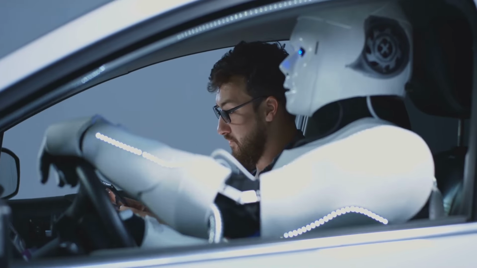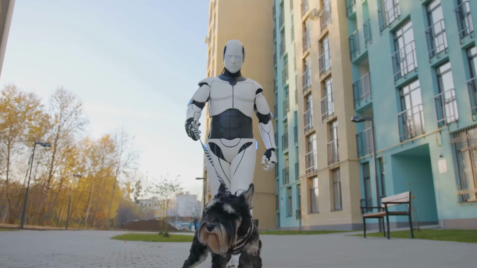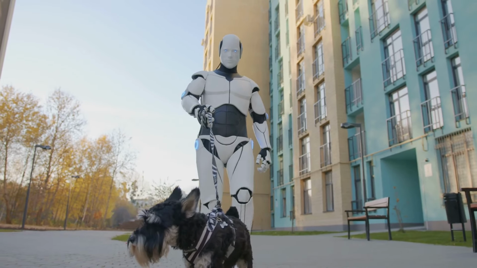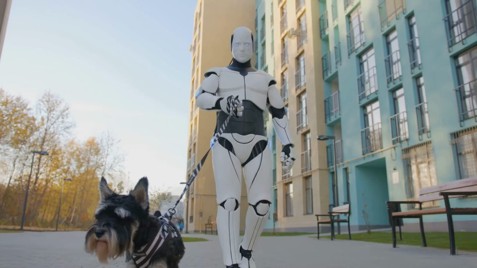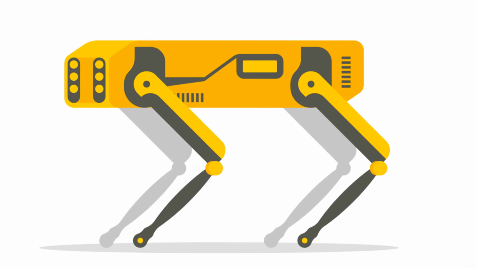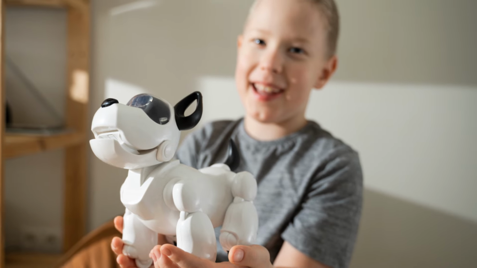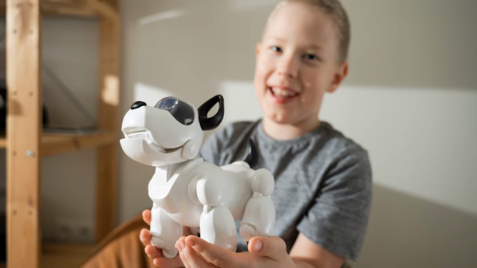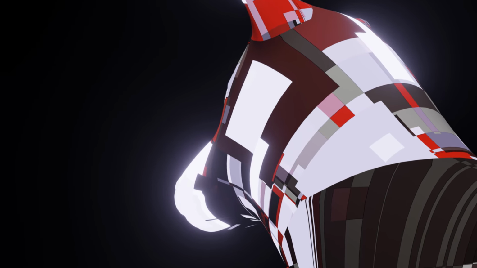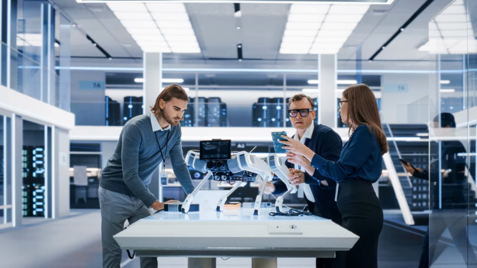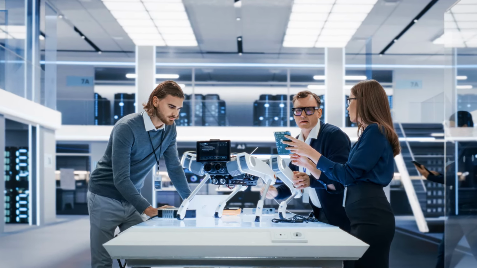But the G1's appeal extends beyond its technical capabilities. Its dog-like design evokes a sense of familiarity and even companionship, making it more approachable than traditional robots. This approachable design could pave the way for wider public acceptance of robots in everyday life. As the technology continues to evolve, we can expect to see even more sophisticated and versatile robot dogs, blurring the lines between machine and companion.